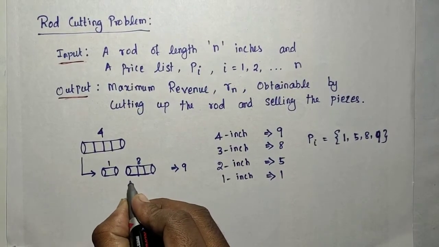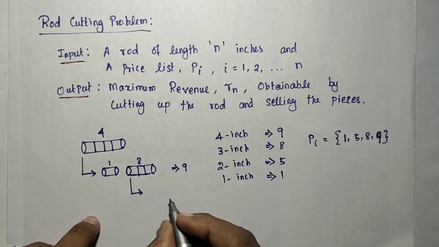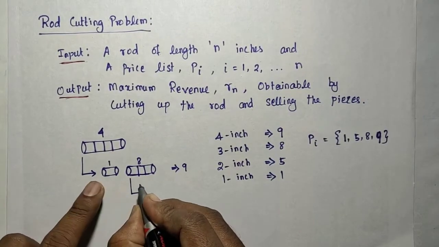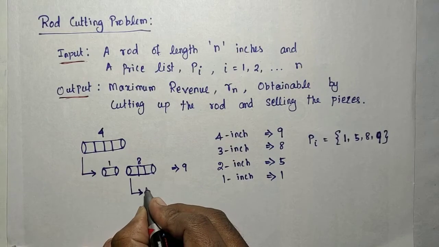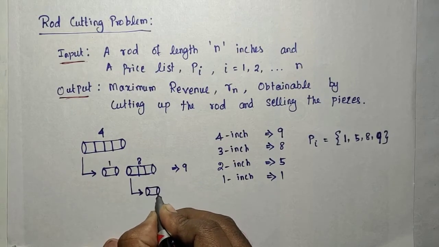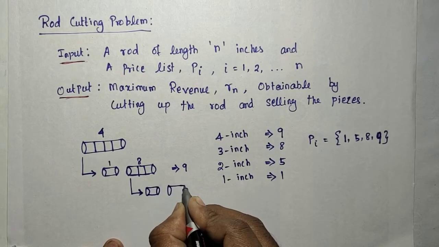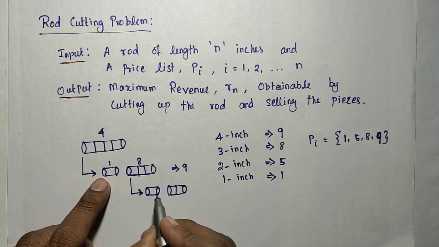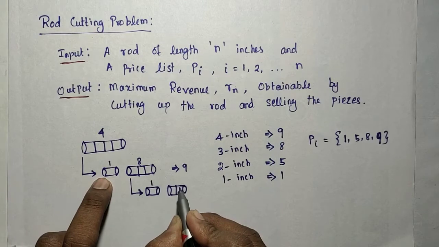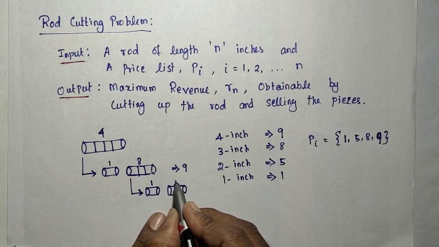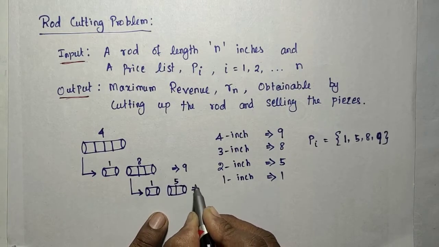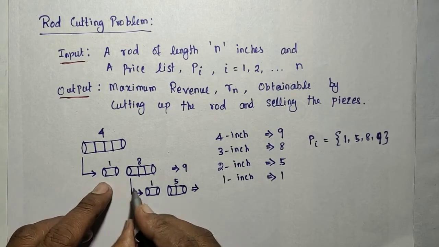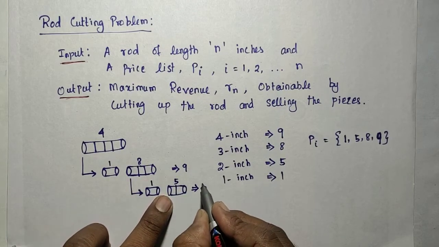So this can be sold. The 3-inch rod can be split, partitioned into two pieces, a 1-inch rod and a 2-inch rod. Like this we can sell it. In that case, 1-inch rod, again 1-inch rod, again 2-inch rod. The 2-inch rod price is 5. So in that case we will get 1 plus 1 plus 5, that is 7 rupees.